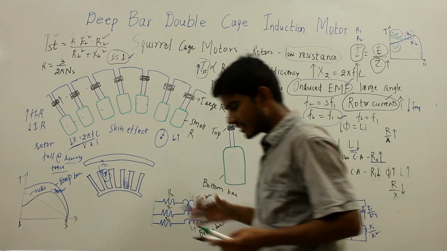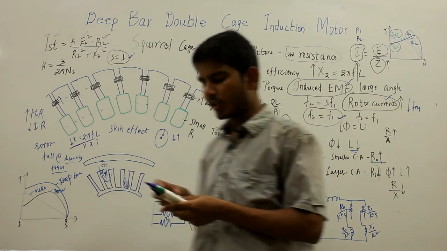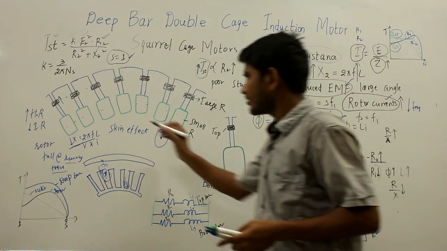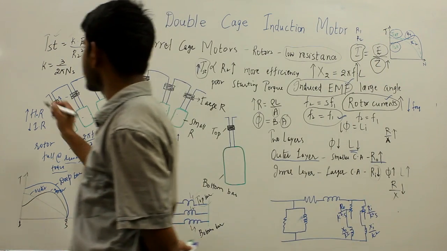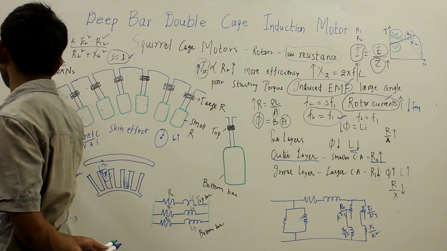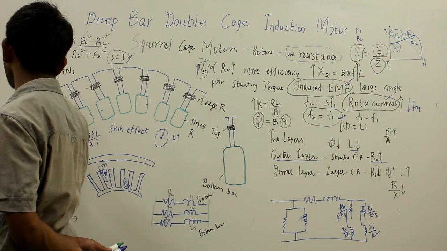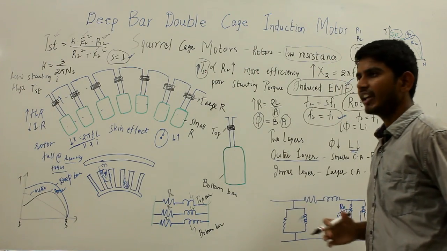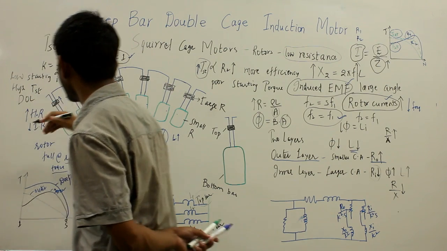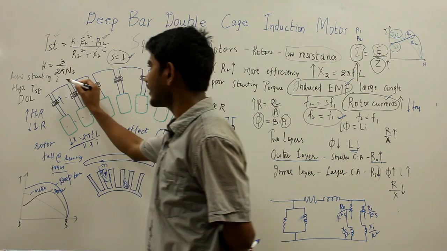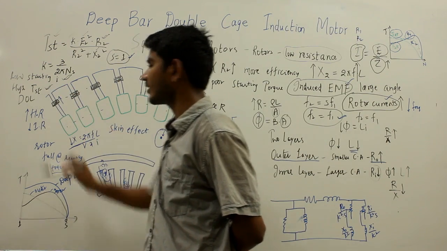Now let us see what is the difference we are witnessing in this double cage induction motor and a single cage induction motor. In a double cage induction motor, there will be the skin effect at the starting, and this skin effect will cause a low starting current, and we have seen high starting torque. Now this enables me to connect my deep bar double cage induction motor with DOL connection, that is direct on line. So I can directly connect my induction motor to the line, as I am having low starting current because of the skin effect taking place in this deep bar double cage induction motor, and I am having the high starting torque. So this is basically one difference.